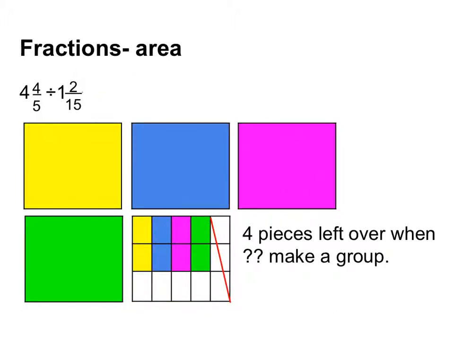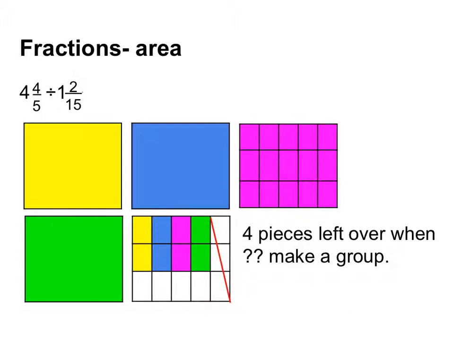So 4 pieces completely, and then 4 pieces left over. So that's the 4 pieces: 1, 2, 3, 4 pieces left over. And now the question is, and it's not as obvious in this, how many of those pieces would make a group? In other words, how many of these smaller rectangles would it take to make one group? All of the yellow, or all the blue, or all the purple, or all the green.